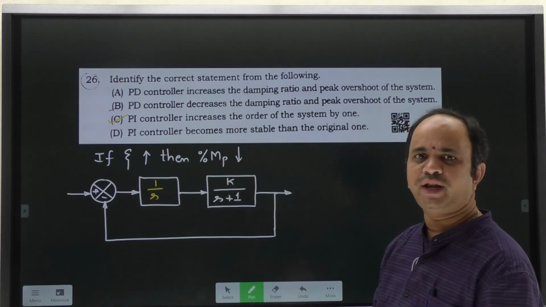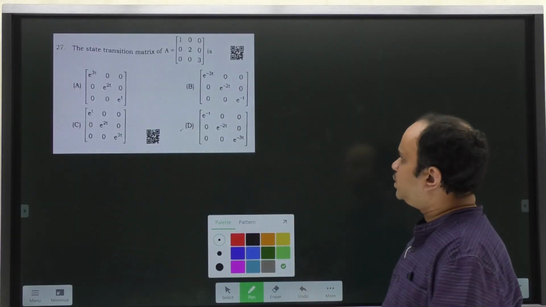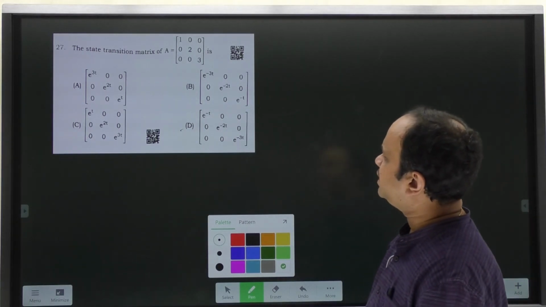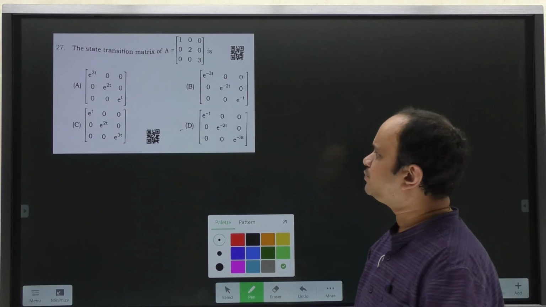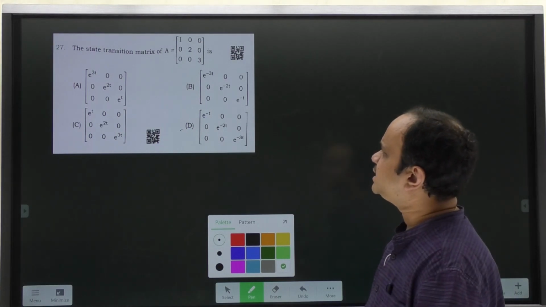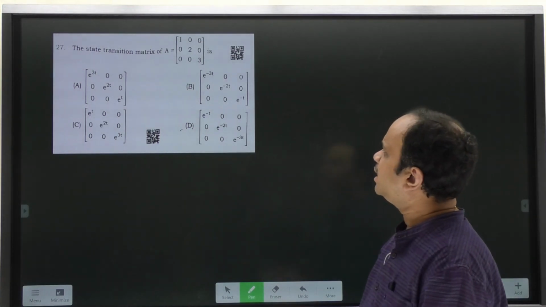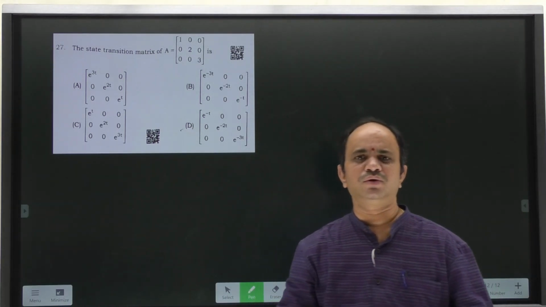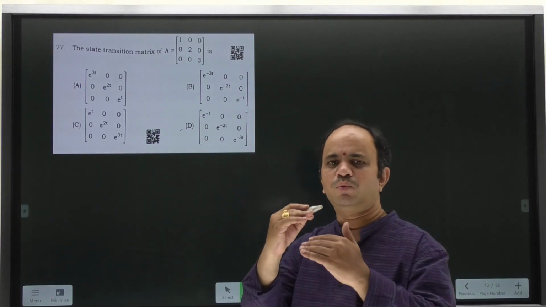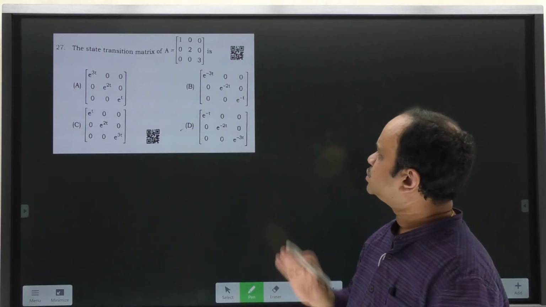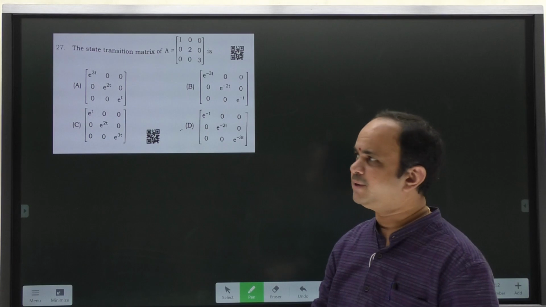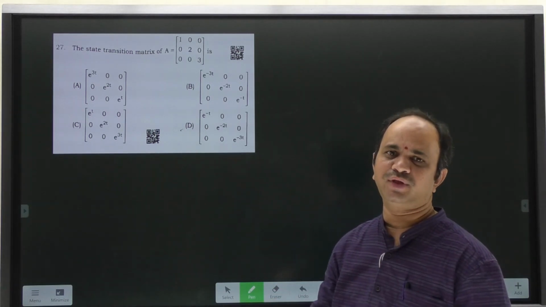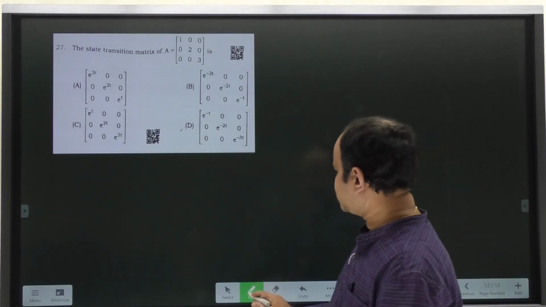Now let us move to the next question. In this question, a 3 by 3 system matrix is given. For this system matrix, you need to find out the state transition matrix. Generally, I explain in the classes also, we need to prepare one step ahead. So this is a 3 by 3 matrix. Of course it is not a difficult question, but if you understand the properties, then it is very easy to answer this question.